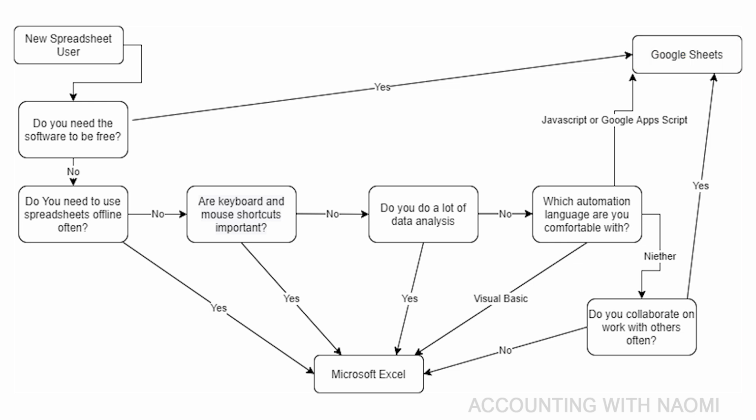If neither of the two, the next question: do you collaborate on work with others often? In other words, do you want other people to also be able to have access to the same spreadsheet? If you say yes, it's an automatic Google Sheets. That should be your answer. But if you say no, then back to Microsoft Excel.